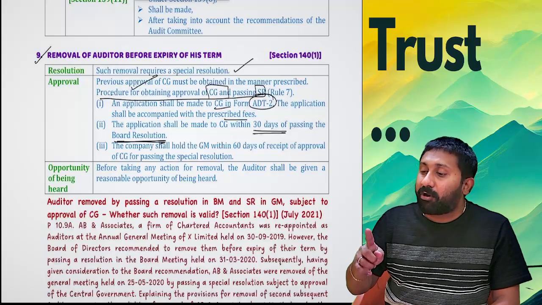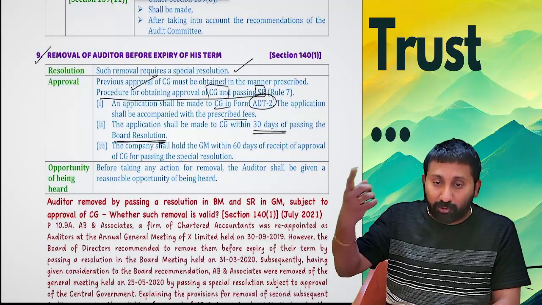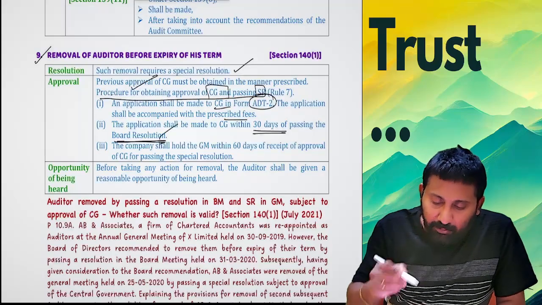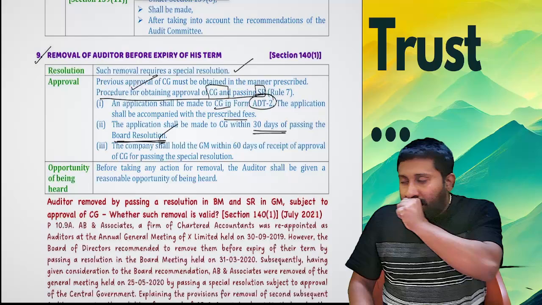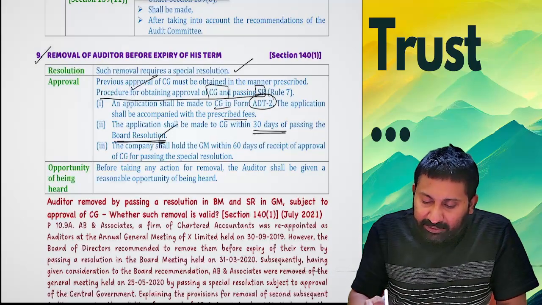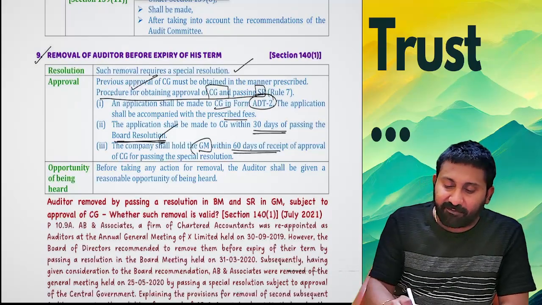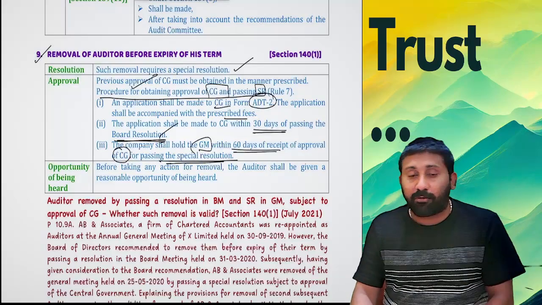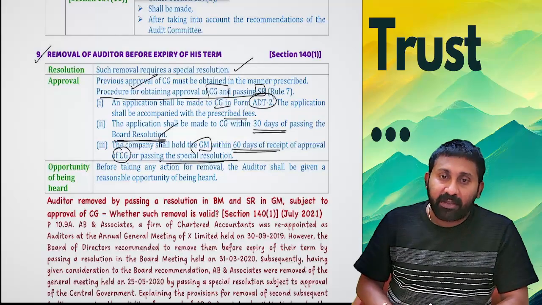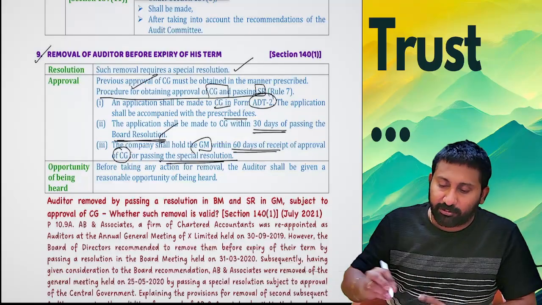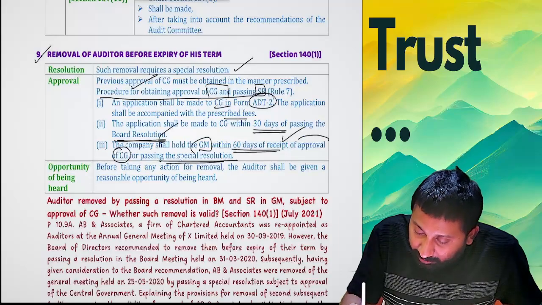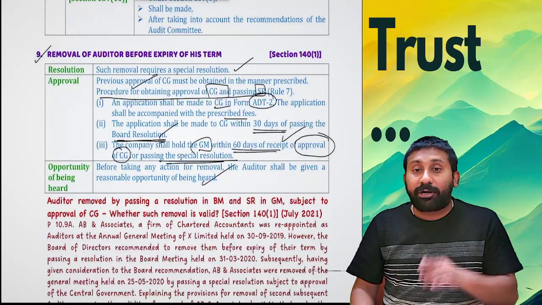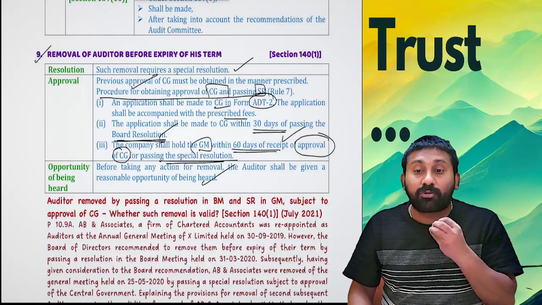Means before passing a resolution to remove the auditor, first a board meeting will be conducted. Within 30 days of passing that board resolution, you have to apply to the central government. The company shall hold a GM within 60 days of receipt of approval of central government for passing the special resolution. Means first central government, later special resolution, which should be passed within 60 days of receipt of approval of CG. Before removing the auditor, give him an opportunity of being heard. Means give him a chance to speak.